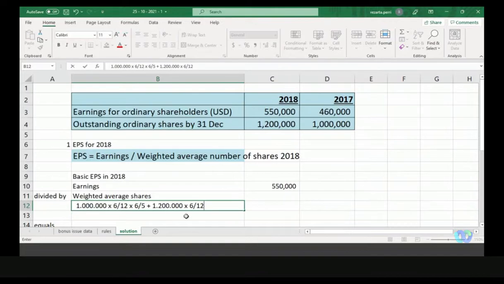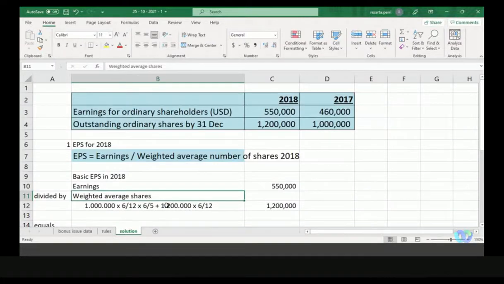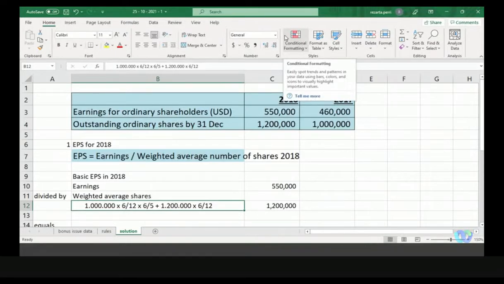In case we perform the calculations following this formula over here, we'll have the amount of shares equal to 1,200,000. The weighted average shares calculated. Elisa has a question in the chat. Thank you for asking whenever there is something not clear.